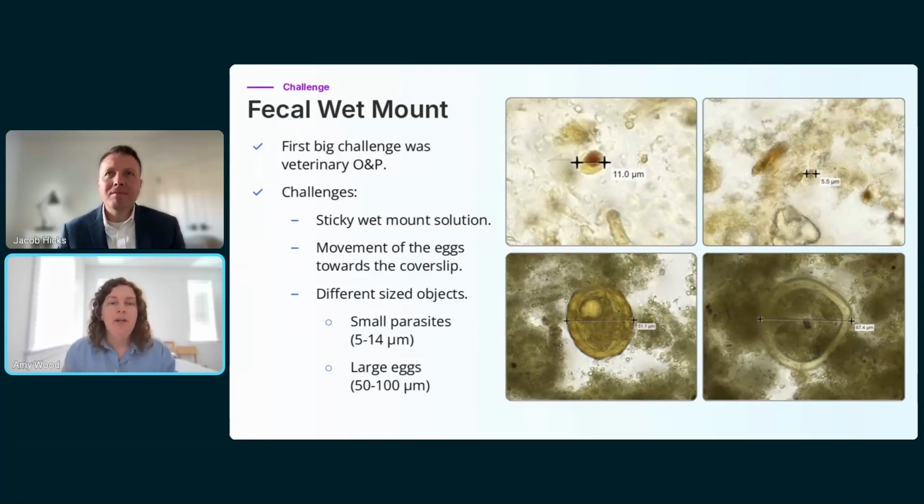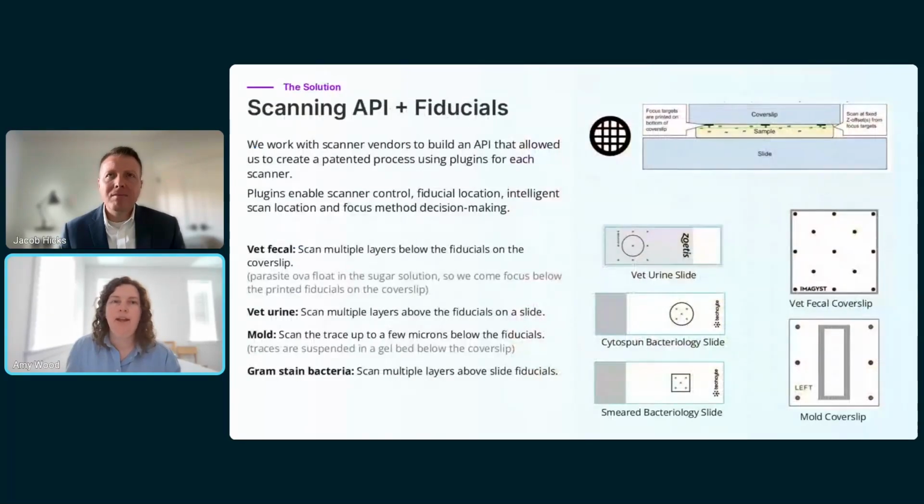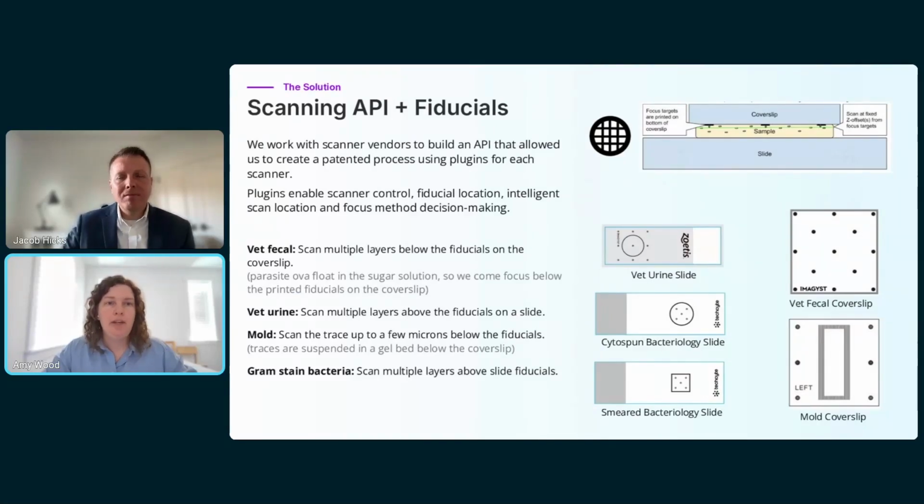But in the same sample, we also have these really large organisms we're looking for, these eggs that are between 50 and 100 microns. And so developing a process for scanning that can handle both of these extremes has really been a challenge for us. One way that we've dealt with that is by working with scanner manufacturers to build an API that would allow us to use what we call fiducials.